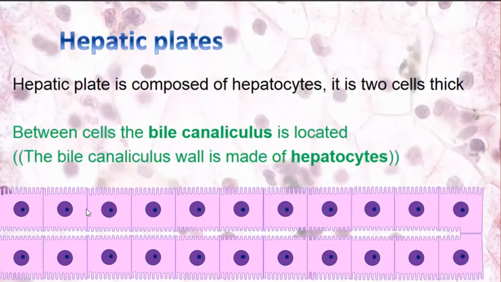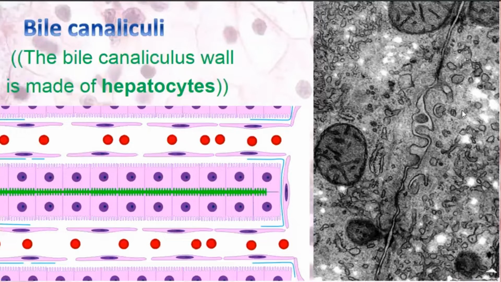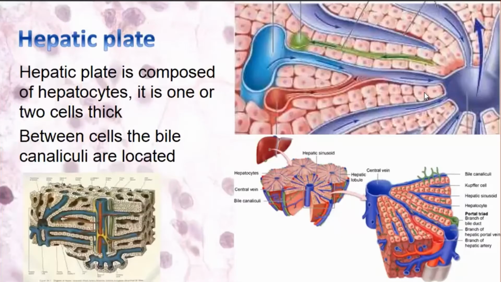And the bile canaliculi wall is made of hepatocytes. So here we can see this hepatic plate. And here we can see two neighboring hepatocytes. It's the cell membrane of one and the cell membrane of another hepatocyte, and between them we can see the gap. It's filled with bile. It's bile canaliculi. There are microvilli of one hepatocyte and microvilli of another hepatocyte.